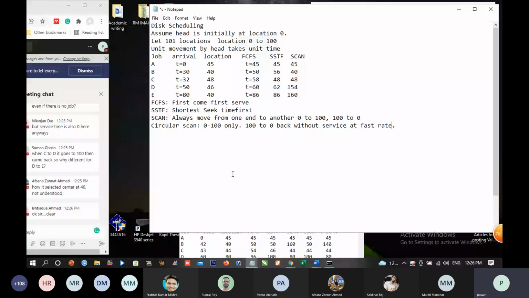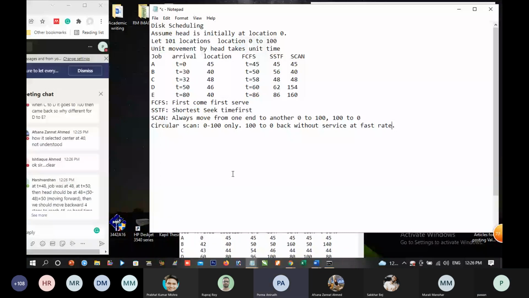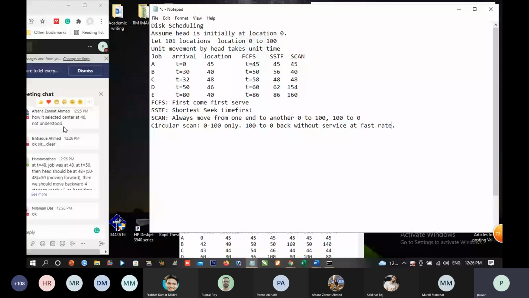No, we are not talking about circular scan. This is a selected center. I have not understood what is selected center.